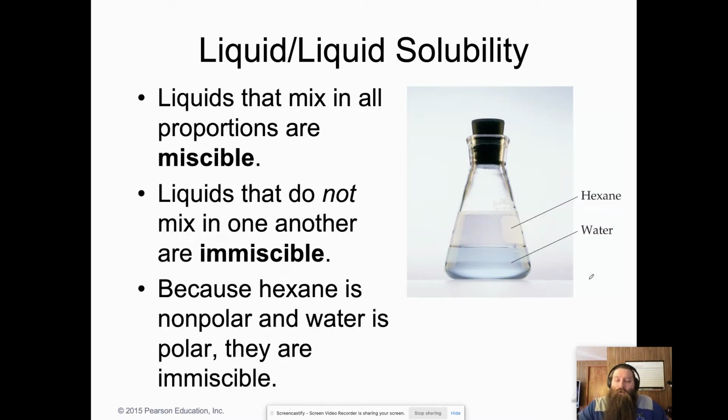Now, when we're describing something's ability to dissolve, we use the word miscible. So if two liquids will mix together, and the proportion of their mixing doesn't matter, we say that they are miscible. If they don't mix, we say they're immiscible. So hexane is a nonpolar compound. Water is polar, so they are immiscible in one another.